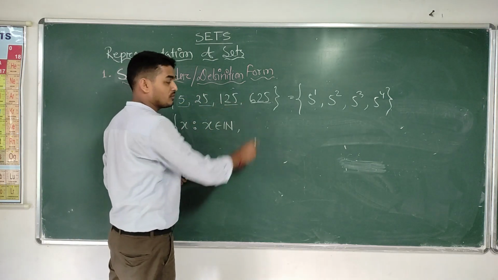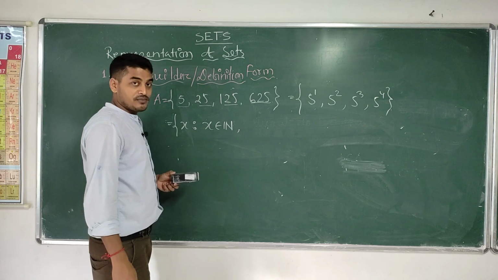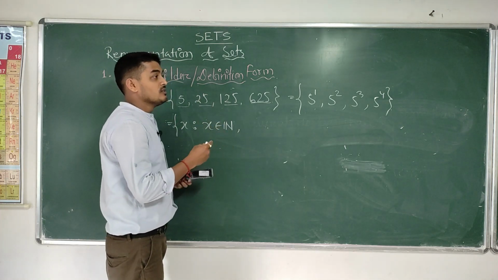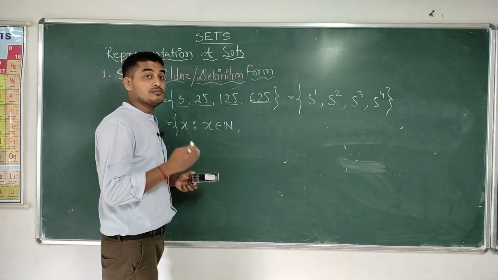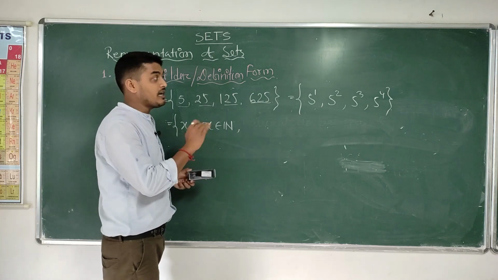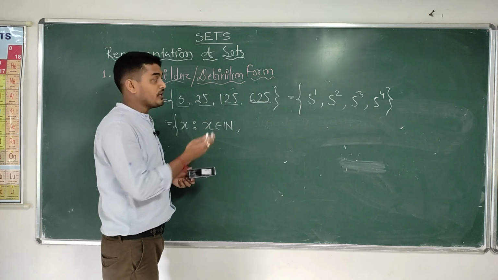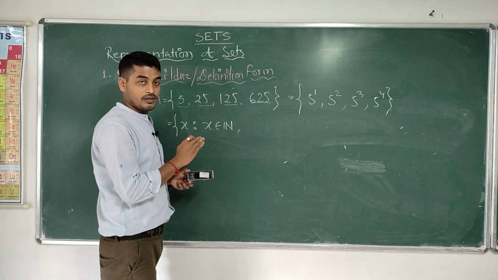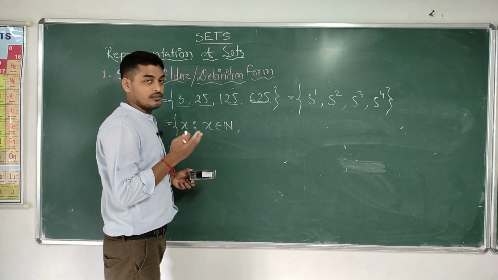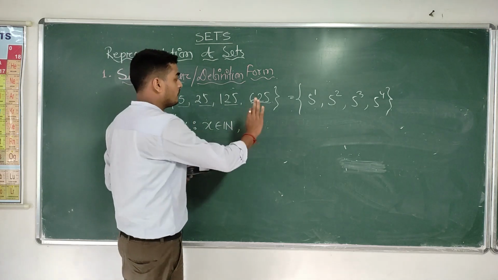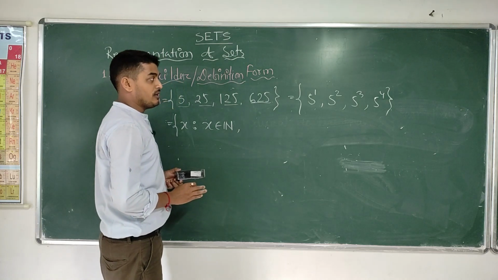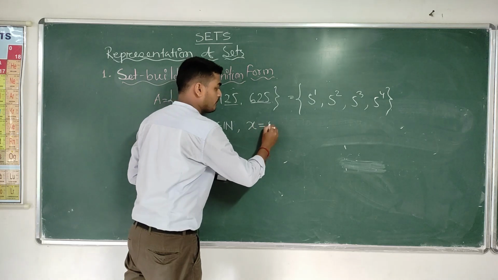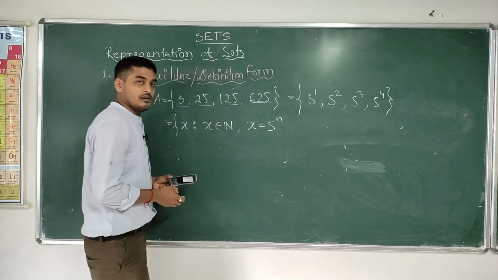Practice makes a man perfect. So many different questions are there, you have to practice yourself. I am just giving the idea to find out how we can write down the set in a set builder or definition method. Okay, so you have to work it out yourself. 5 to the power 1, 5 square, 5 cube, 5 to the power 4, this property should be mentioned here. So here x is nothing but 5 to the power n.